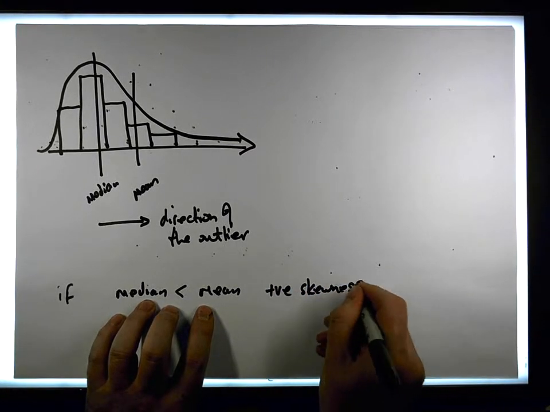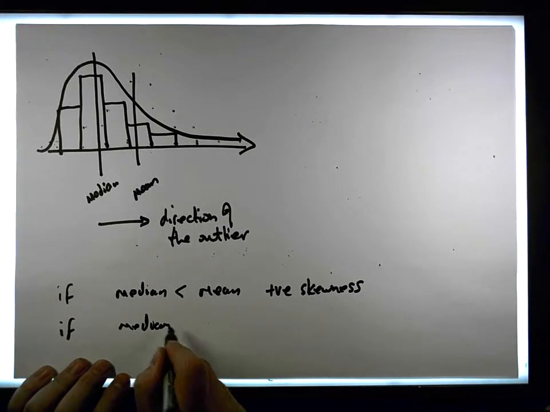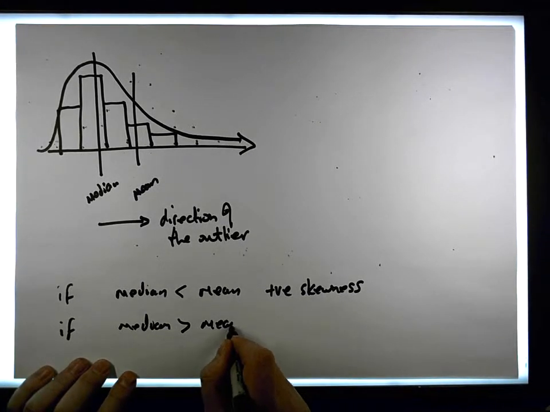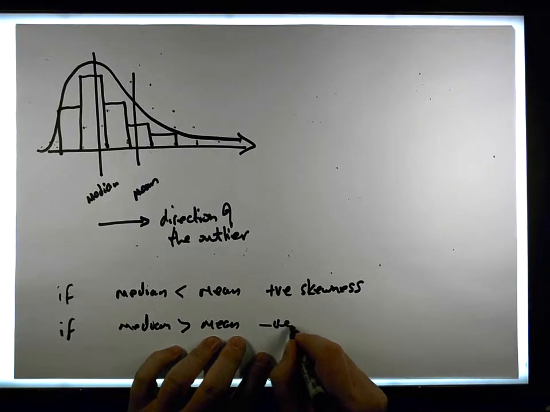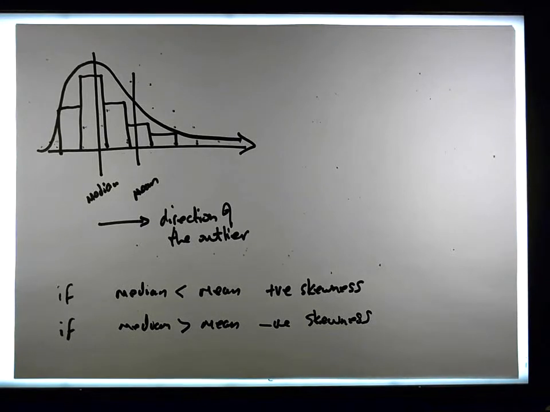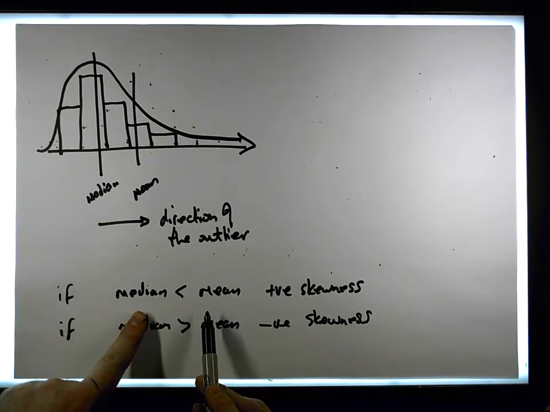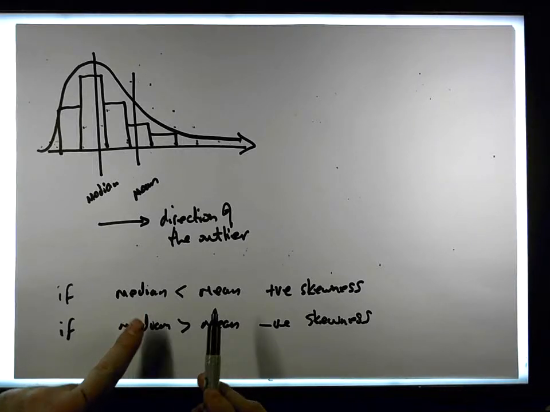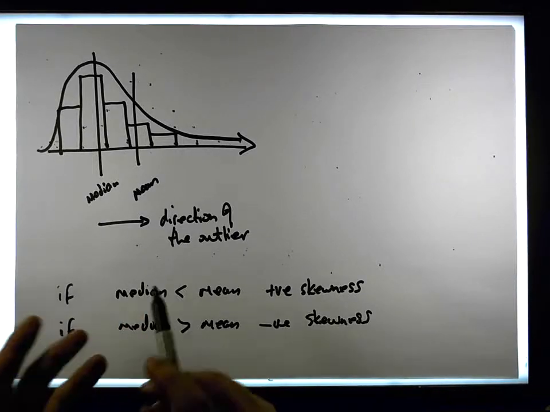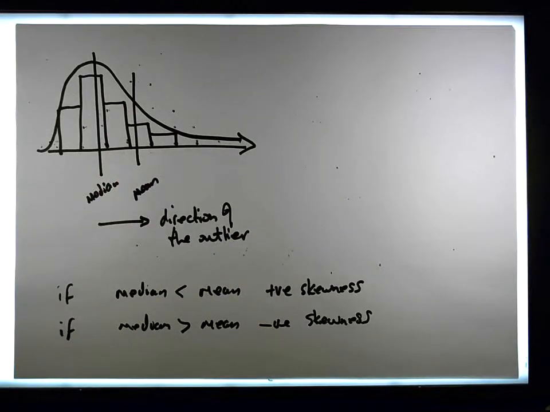Okay, if the median is greater than the mean, that's an indication of negative skewness. All I'm really trying to say here is that when we look at the numbers, we can get an indication of what the graphical representation of the distribution actually looks like. So let's just keep that in mind.